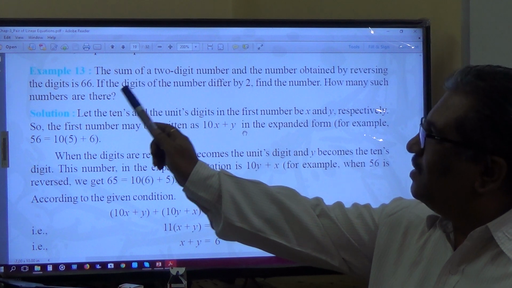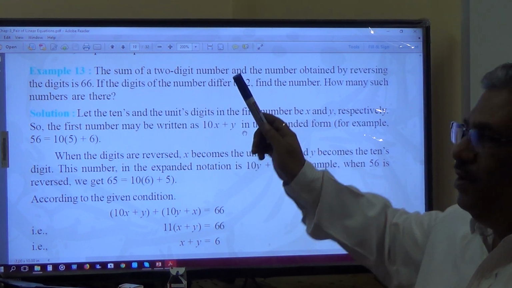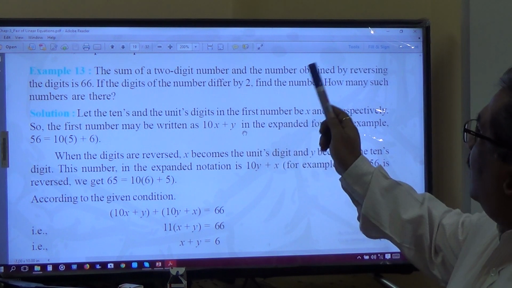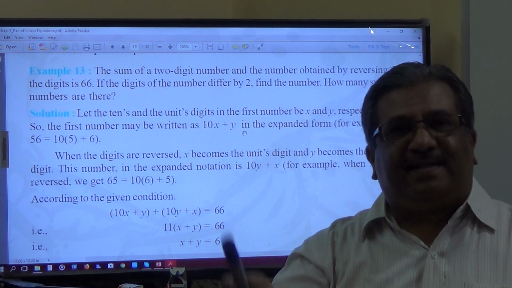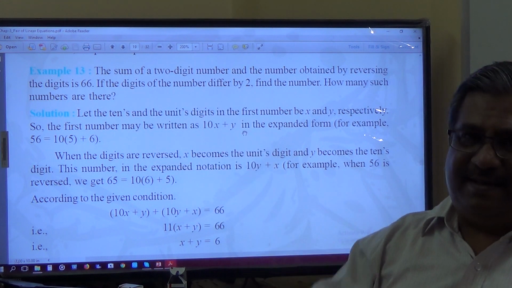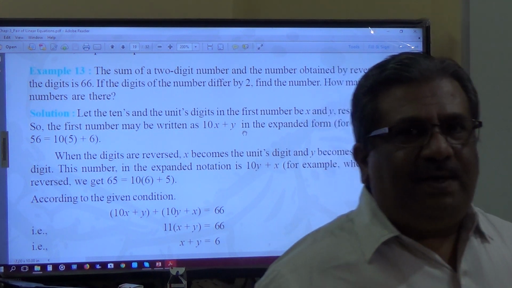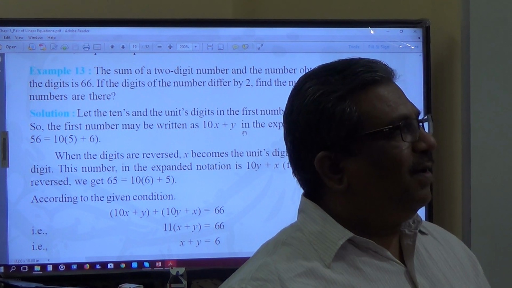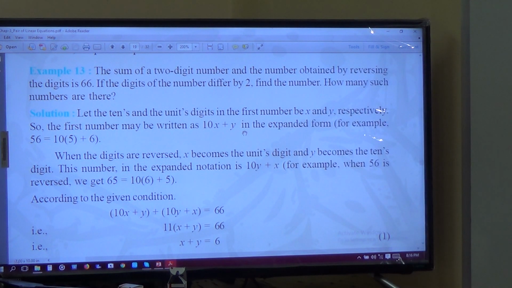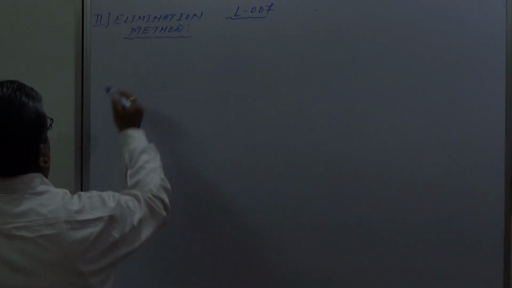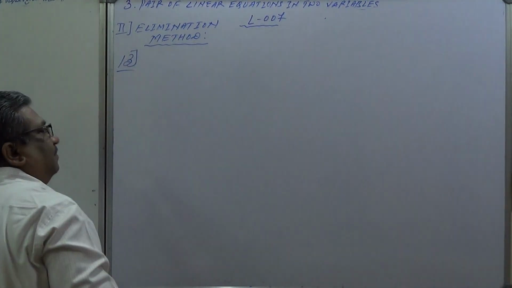Let's see here. The sum of a two-digit number and the number obtained by reversing the digits is 66. The two numbers sum is 66 here. Let me assign the variables, and let's see how to solve this one. Please have a look at your textbook also while writing the statements. Yes, this is example number 13. So let me write like this.